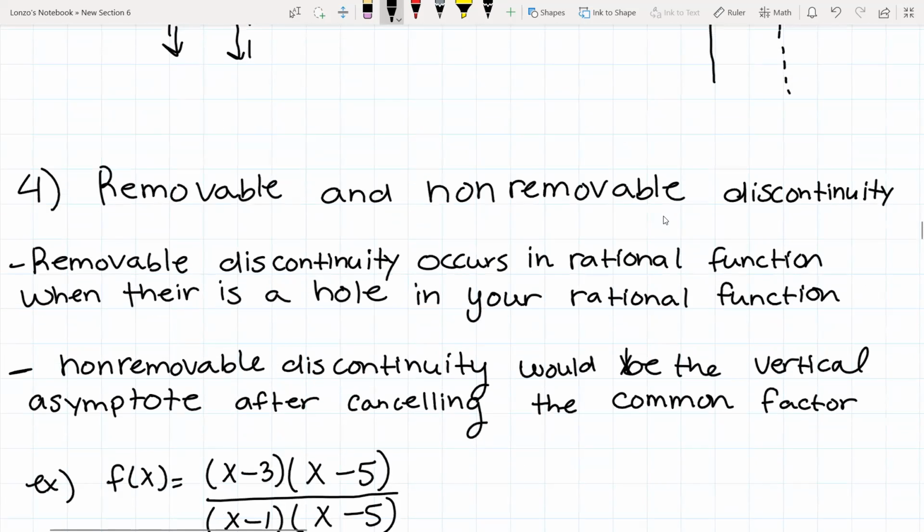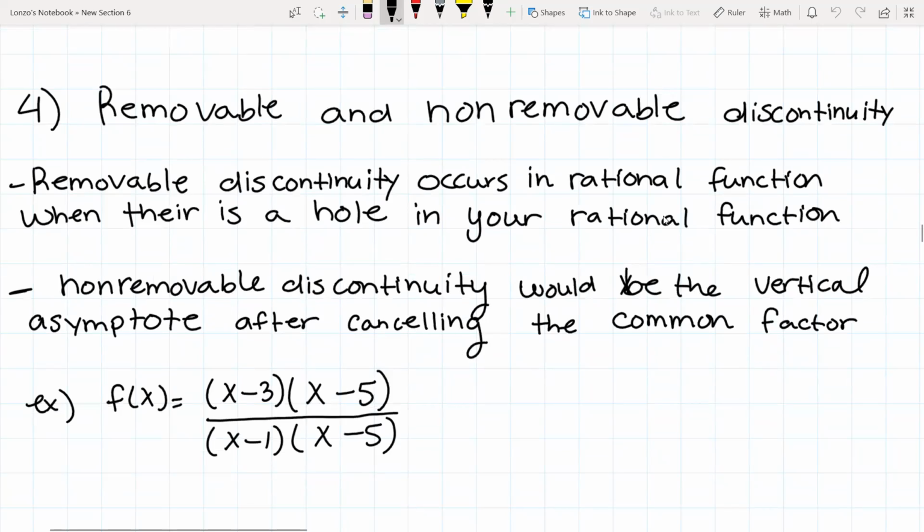And then the fourth one is removable and non-removable discontinuity. When you're dealing with removable and non-removable discontinuity, you're most likely dealing with rational functions. How I like to think of it is that removable discontinuity is the hole. It's the one that could cancel. If you go back to your algebra course, you know you have a hole in a rational function when something cancels. And the non-removable discontinuity would be the vertical asymptote after canceling the common factor.